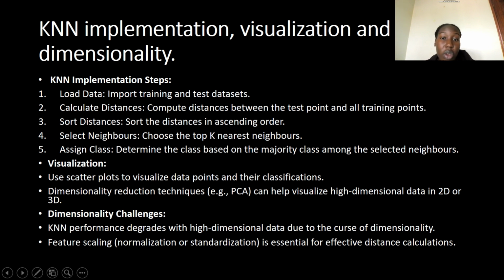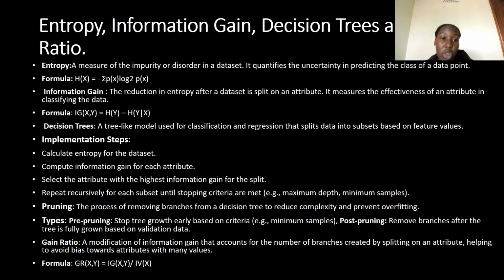Now we can explore the concept of entropy, which is a measure of impurity or disorder in a dataset, quantifying the uncertainty in predicting the class of a data point. And its formula is as seen on the screen, whereby H(X) is the Shannon entropy of a random variable X, and P(x) is the probability mass function of X, and the sum is taken over all possible values of X.